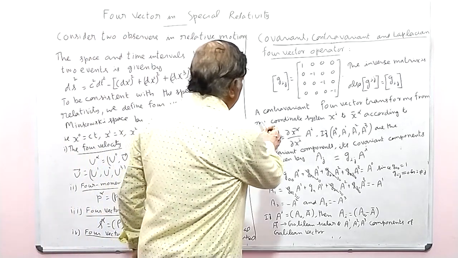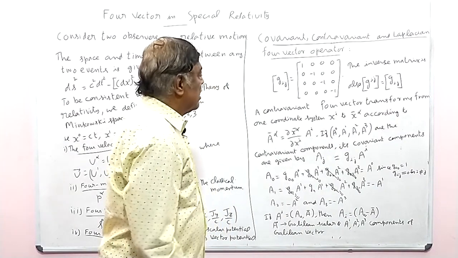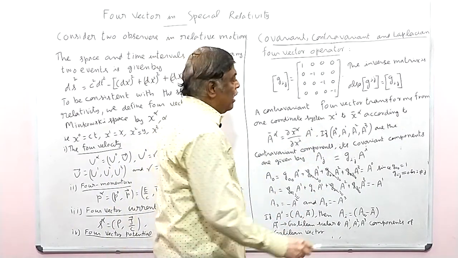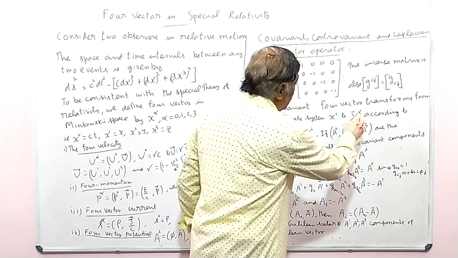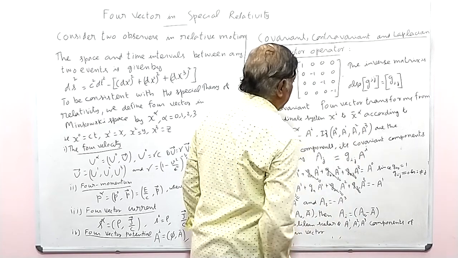Now let us define the contravariant four vector transformation. Consider an unbarred coordinate system xi, and choose another coordinate system x alpha bar, the barred system.